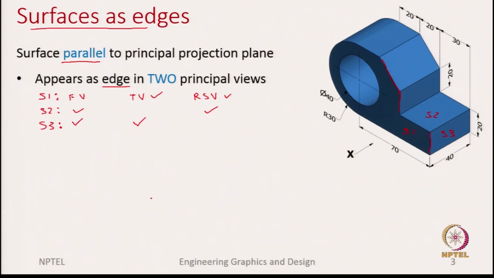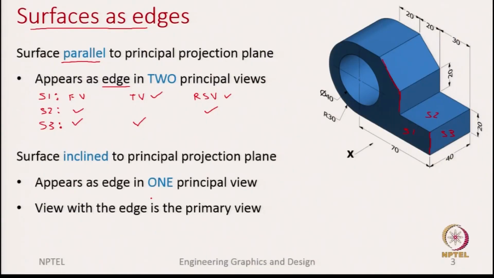Okay. So, the point I am trying to emphasize here is, if the surface we are talking about is parallel to one of the principal planes, it appears as an edge in two other views. But now let us look at the surfaces which are inclined to the principal projection plane.